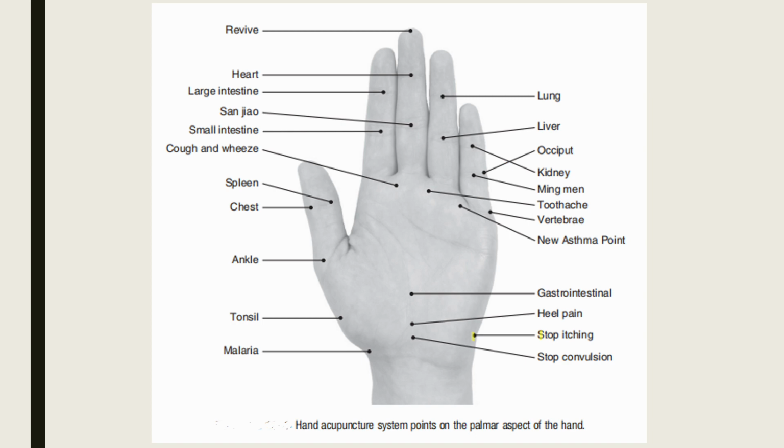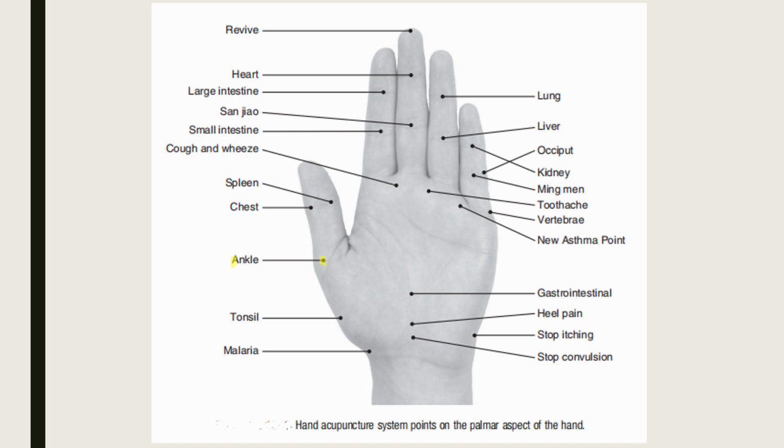The stop itching point. Location: at the border of the light and dark skin on the ulnar side of the hand, 1 centimeter distal to the transverse crease of the wrist. Indication: itching of the skin.